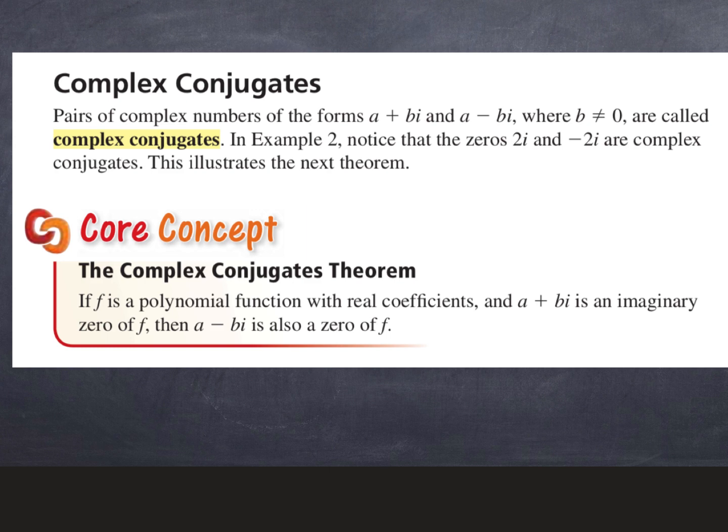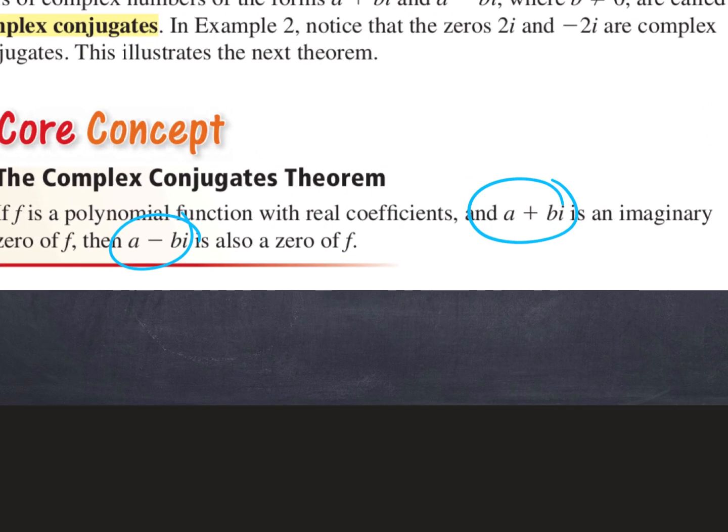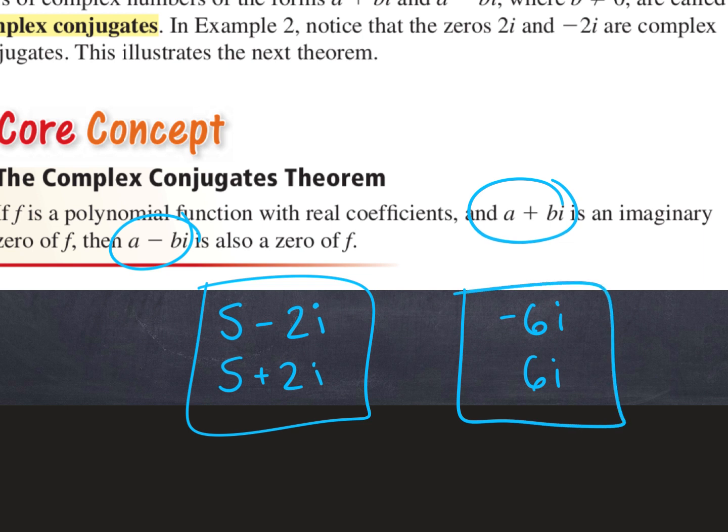So if a polynomial function with real coefficients has a plus bi as an imaginary zero, then the conjugate of it, a minus bi, is also a zero. So same thing works with our irrational ones. So if I had 5 minus 2i as a zero, what would our conjugate of this be? 5 plus 2i. Perfect. Let's say I had negative 6i. What would the conjugate of this be?